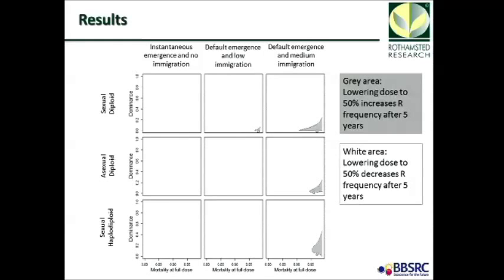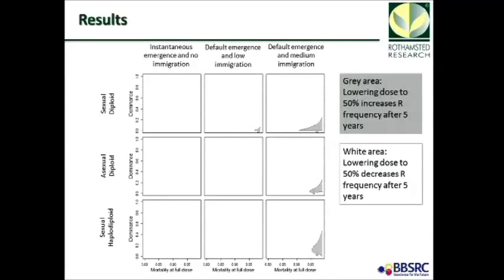So what you can see is that in all three of these recombination methods, sexual, asexual, and if you have haplodiploid insect population, this area exists, where lowering your dose to 50% of what you were applying would increase your resistance frequency. And in all cases, that happens when you have a high immigration rate and a recessive allele and a very effective insecticide at full dose.